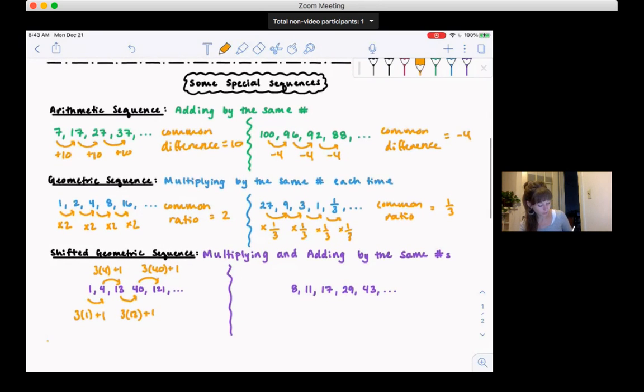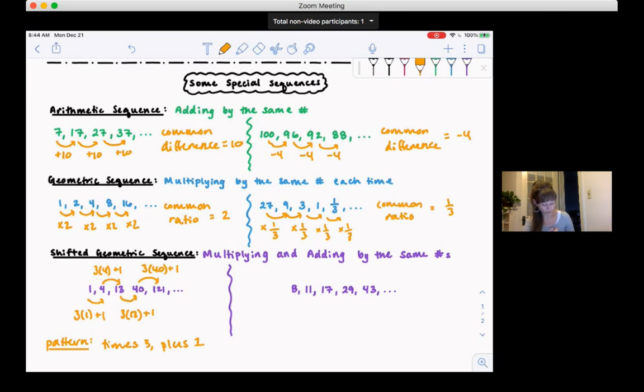So in this case, the pattern is times 3 plus 1. So we're always multiplying by 3 and then adding 1. So that makes it shifted geometric because we multiply and we add. All right, let's look at one more example of that.